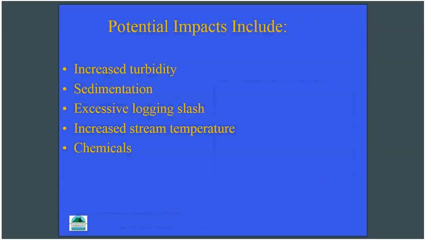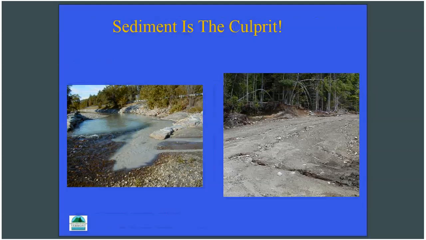These are the potential impacts of timber harvesting, and they include increased turbidity, sedimentation, excessive logging slash, increased stream temperatures, and chemical pollutants. Sediment is the most common pollutant associated with timber harvesting. Timber harvesting equipment, which drags or carries trees over the ground, will loosen and expose soil. Bare ground that is exposed during harvesting operations can be eroded by rainwater and enter nearby streams. Anytime soil is exposed, there is potential for erosion and sedimentation to occur in nearby streams and other bodies of water.